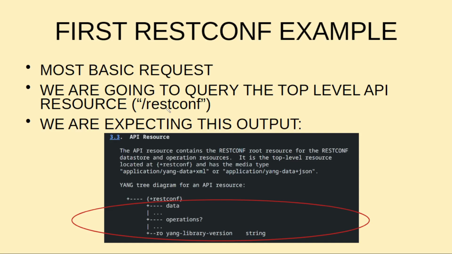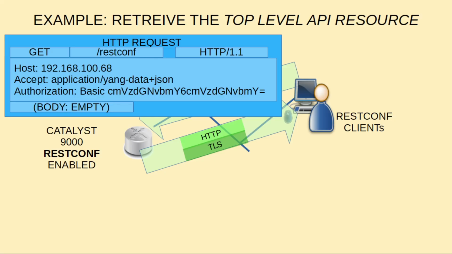Let's build our first RESTCONF example. This will be the most basic request that we can create. We are going to query the top-level API resource, otherwise known as just the /restconf path. We're expecting this output, the data path, whether we have an operations path, and the contents of the yang-library-version leaf. Now let's build our HTTP request.